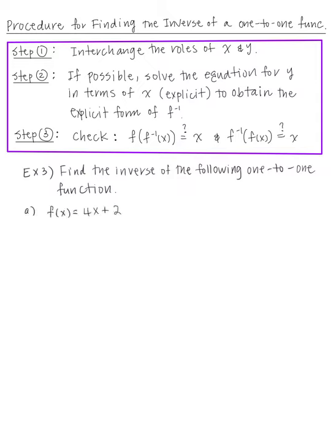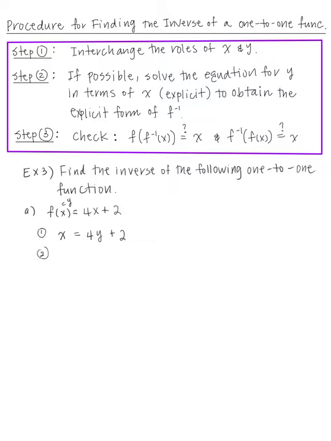Let's go with part A, f of x equals 4x plus 2. Alright, so we're going to follow these steps. Step number 1, what we need to do is interchange the roles of x and y. Remember, y equals f of x, correct? So in this case, we're going to have to swap your y with x. So we're going to have x equals 4y plus 2. That's your first step, interchanging the roles of x and y.